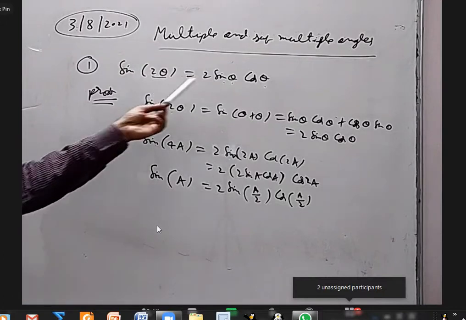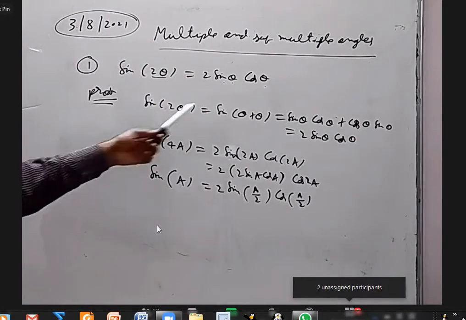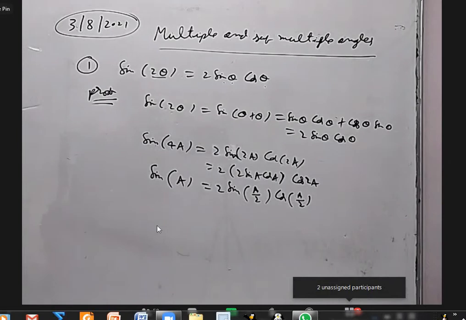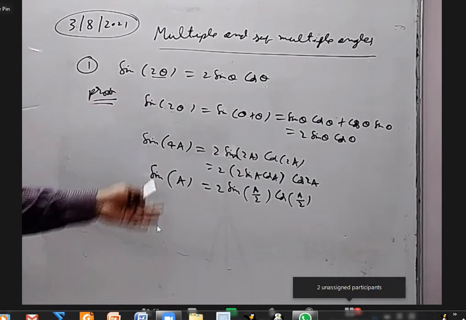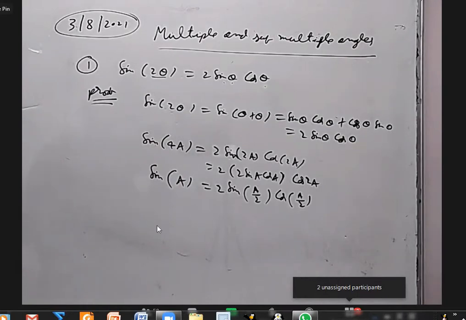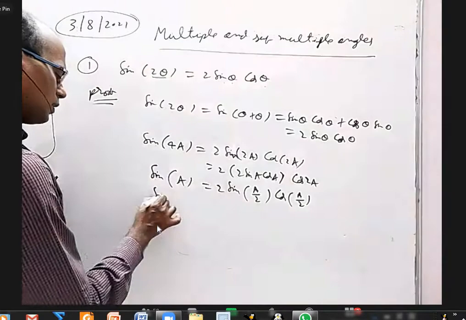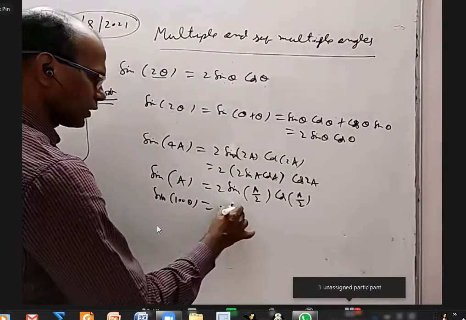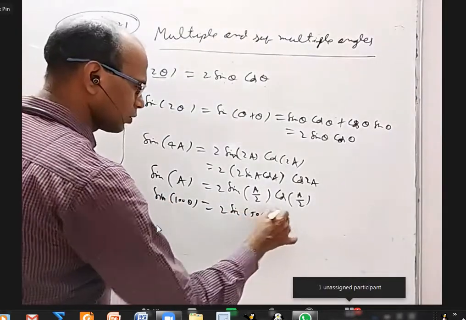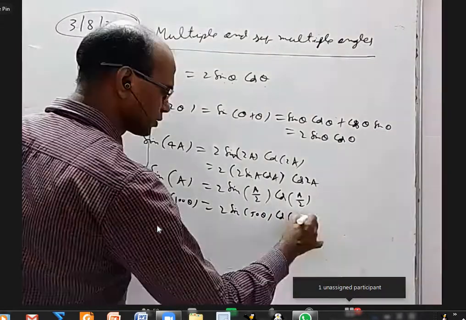The formula is only sin 2 theta is 2 sin theta cos theta. In the sin A plus B formula, take A as theta, B as theta. We get this. In the place of theta, you can write 2a or 4a or a by 2, anything you can write. Okay. I may use sometime sin 100 theta as 2 sin 50 theta cos 50 theta. I may use it like this.